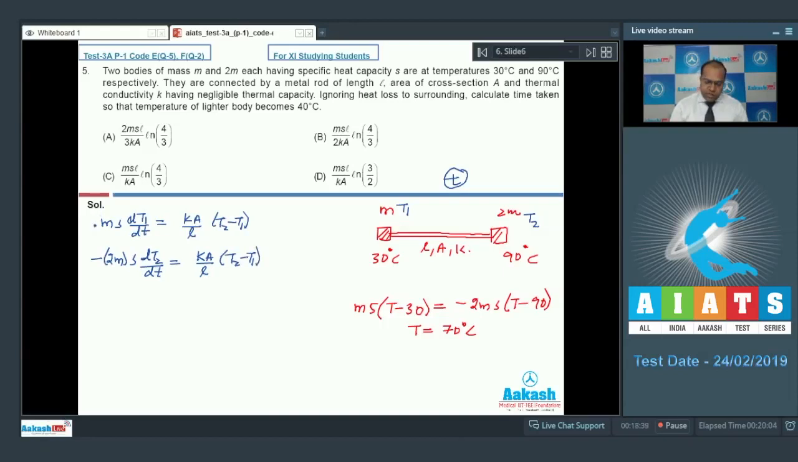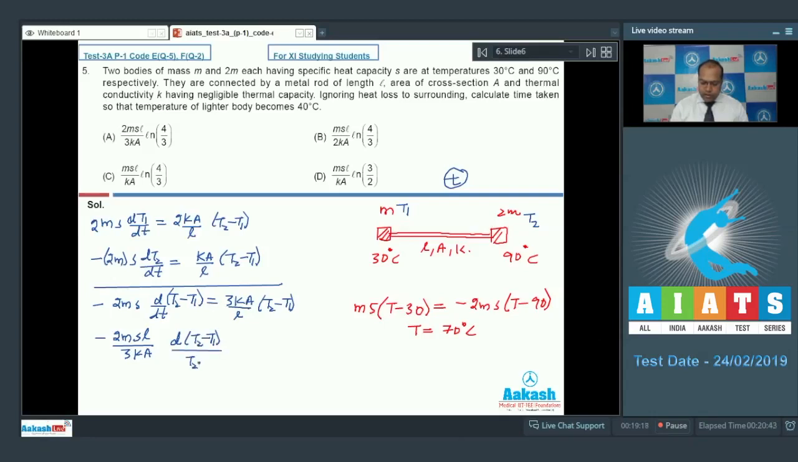So if I multiply the first equation by 2 and add these two equations, then I can write minus 2m s d by dt of (T2 minus T1) is equal to 3 K A by L into (T2 minus T1). Further, I can write this as minus 2 m s L by 3 K A into d(T2 minus T1) divided by (T2 minus T1) is equal to dt.